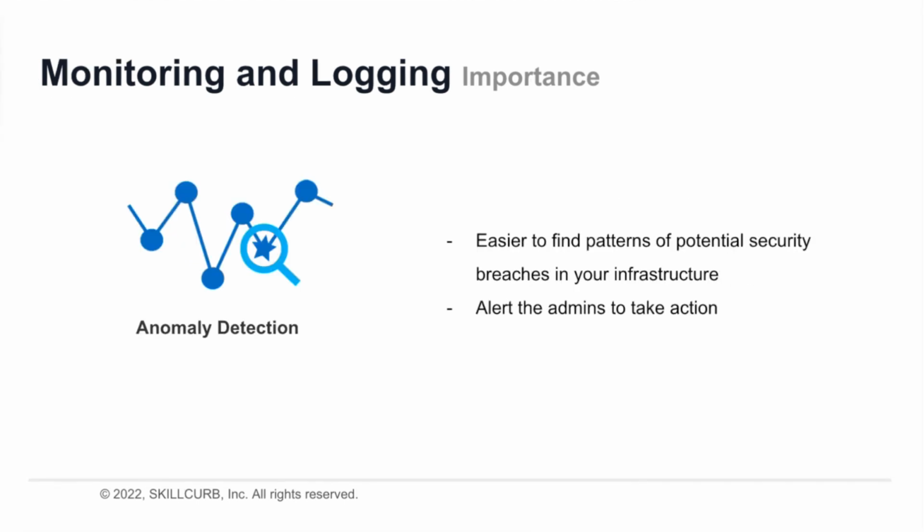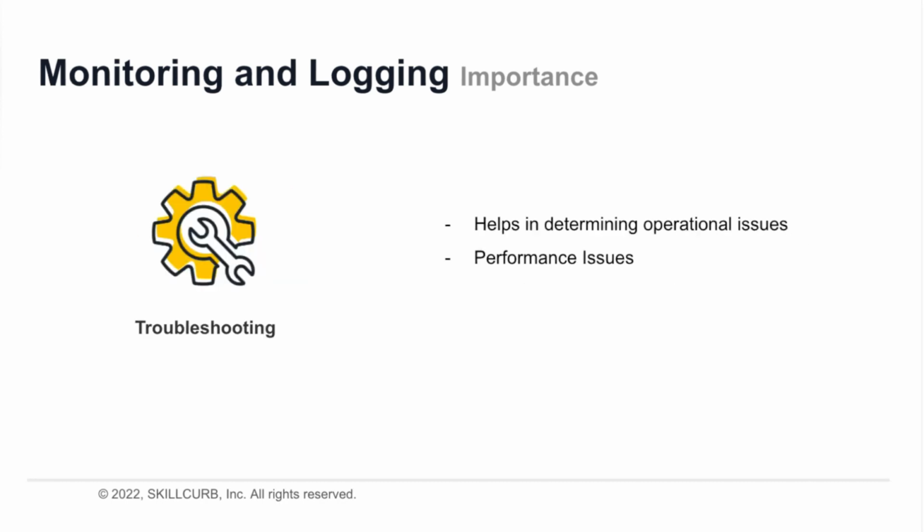Next, we have anomaly detection. Monitoring makes it easy to find patterns of potential security breaches in your infrastructure and then alert the admins to take action. Troubleshooting. It helps in determining the operational issues like when the resources are created, deleted, or modified, and who initiated it. It also helps in performance issues like why compute is running slow.